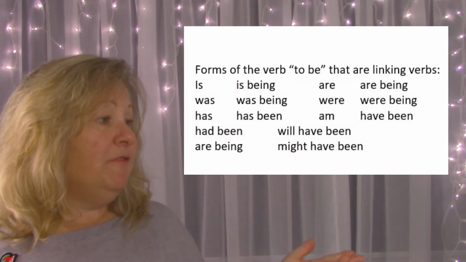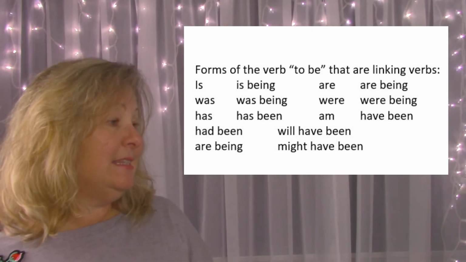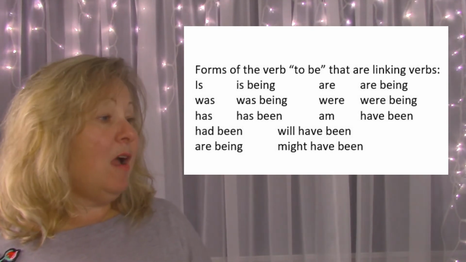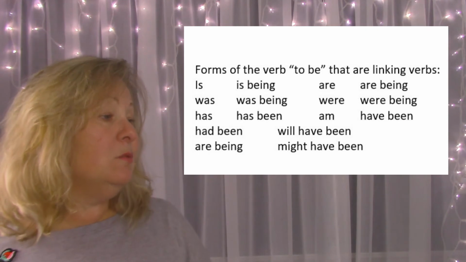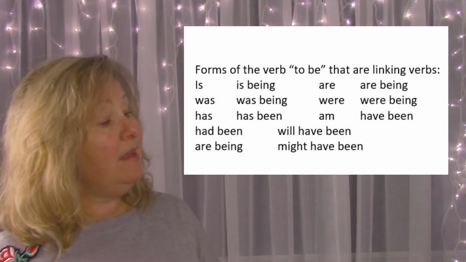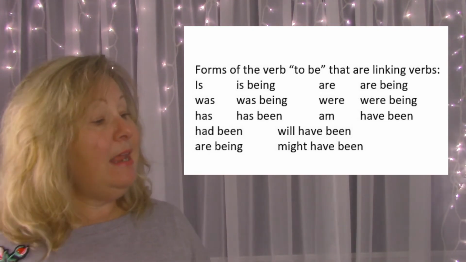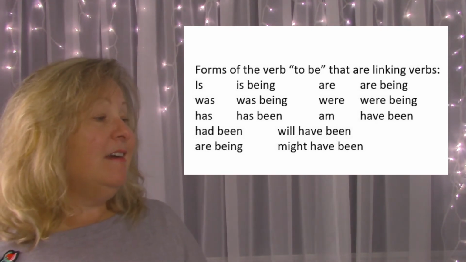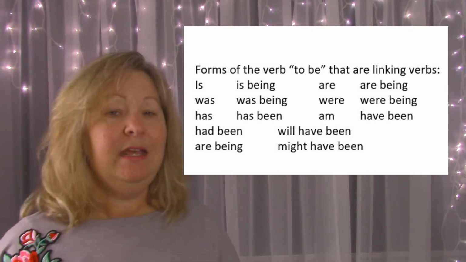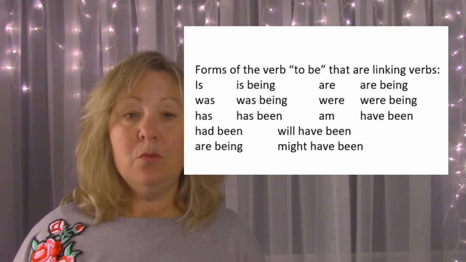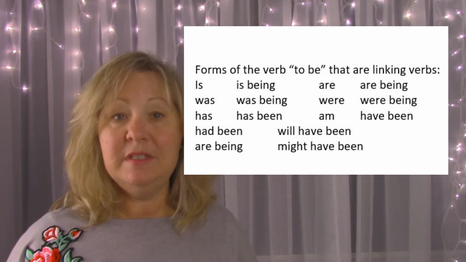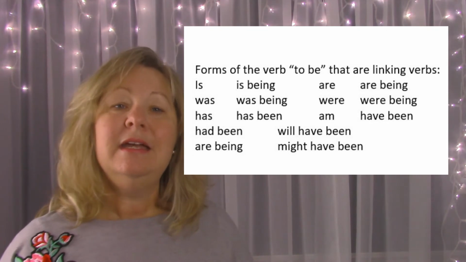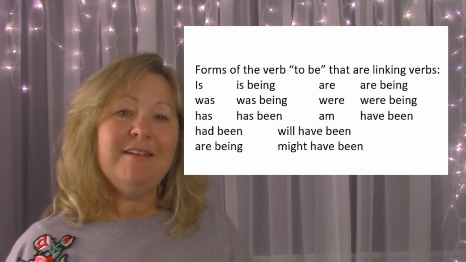There are many forms of the verb to be, and I've listed here a few for you. Is being, are being, was being, were being, has been, am, have been, had been, will have been, and might have been. Any of those words or word combinations that are forms of the verb to be can be used as linking verbs.